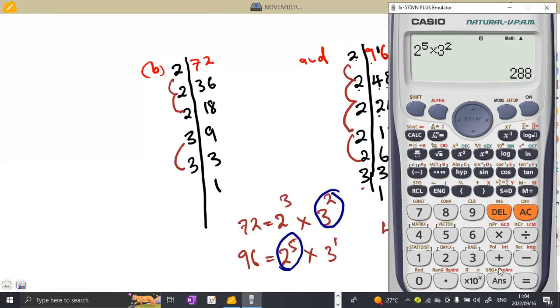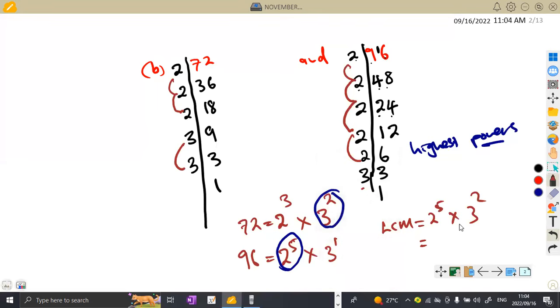Okay, so we're going to obtain 288. You can just multiply these two, that is 288. All right, so that's what you're going to have as your LCM. You can just multiply 2 to the power of 5, that is 32. 32 times 9 is going to give us 288 if you multiply these two. So that is our LCM.